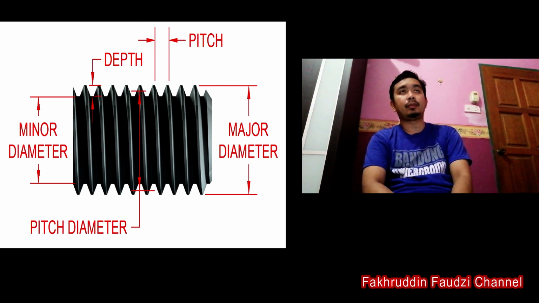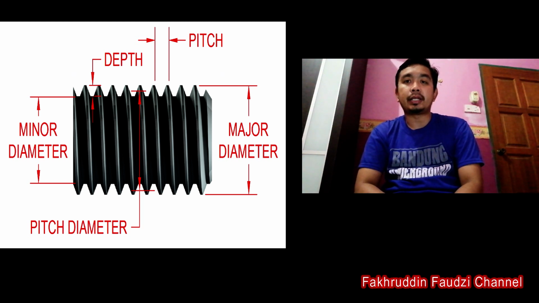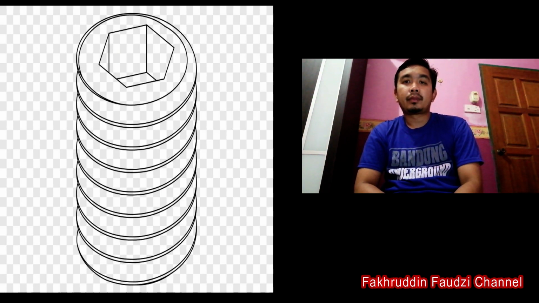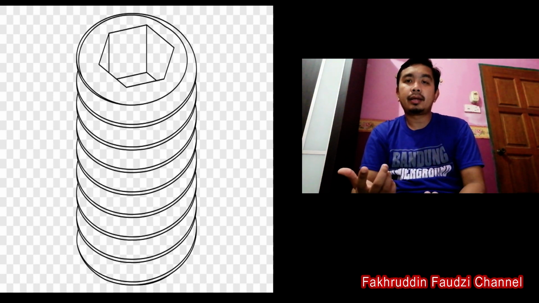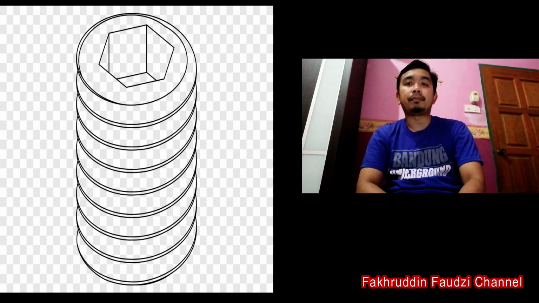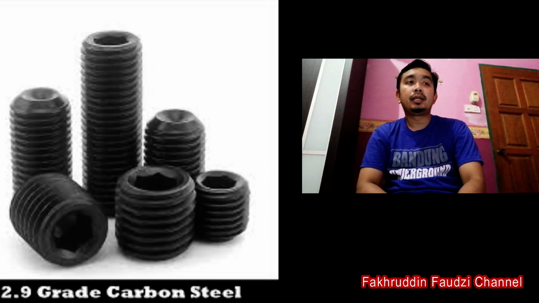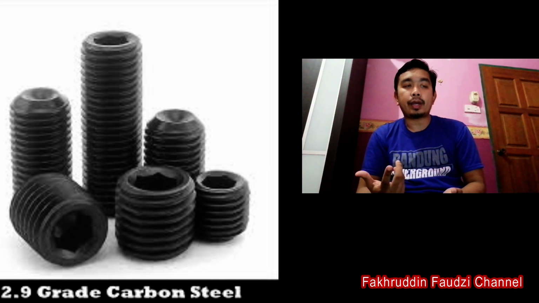Hexagon maksudnya dia berapa tu, berapa angle dia ada, berapa sisi dia ada. Hexagon ada 6 lah. Jadi biasa dia ada 6 tu kita akan guna British Standard atau British Standard Whitworth ataupun BSW.